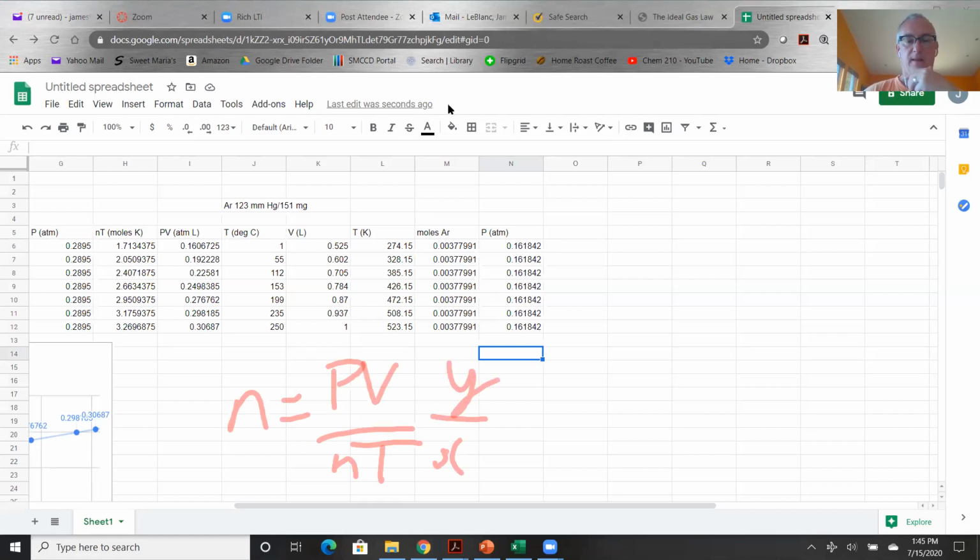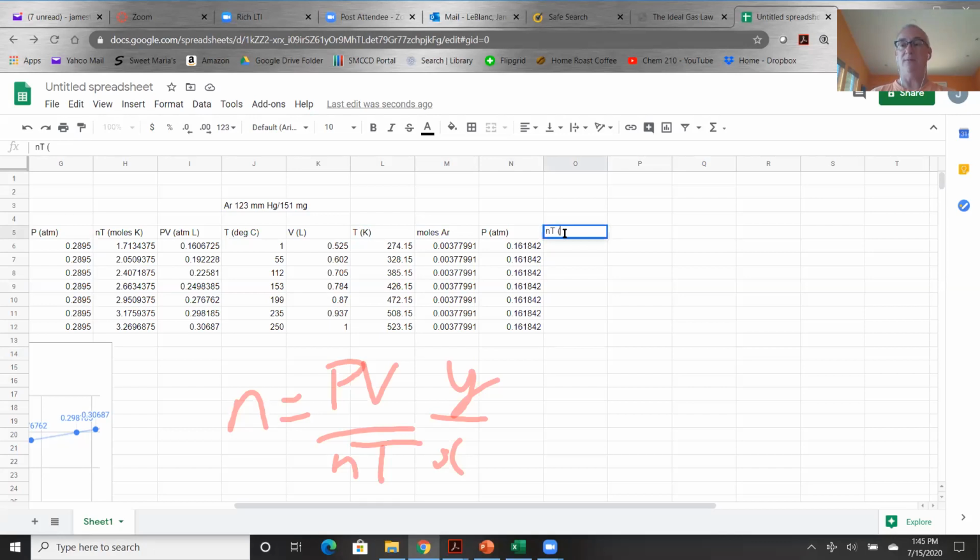So my nT is going to be moles times temperature. I got my moles here and I got my temperature here. And remember, always have the units. If you have a data table, it must have units in it. You can't have temperature and then give a whole bunch of numbers, because nobody knows what that means. Is that Fahrenheit, Celsius, Kelvin? Some temperature you just made up. So we always give moles Kelvin if we're dealing with moles and temperature.